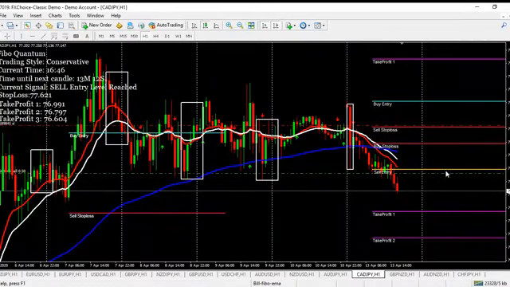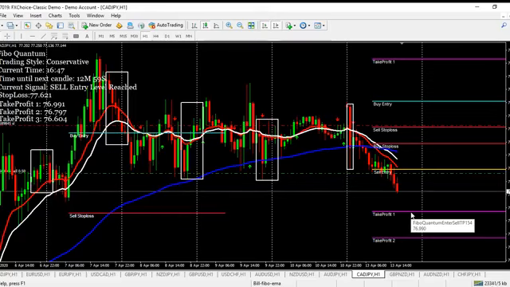Again, we took the trade here, our stop loss is up here. Once we get the move to take profit one, we will move the stop loss to break even. Once it moves to two, we'll move it halfway between break even and one. And once it moves to three, we'll move it to take profit one, and we'll start watching it a lot closer. Okay.